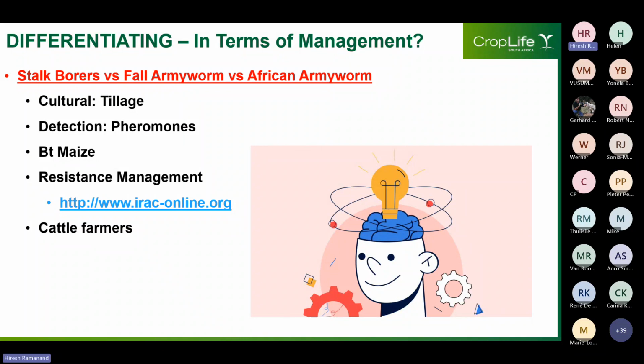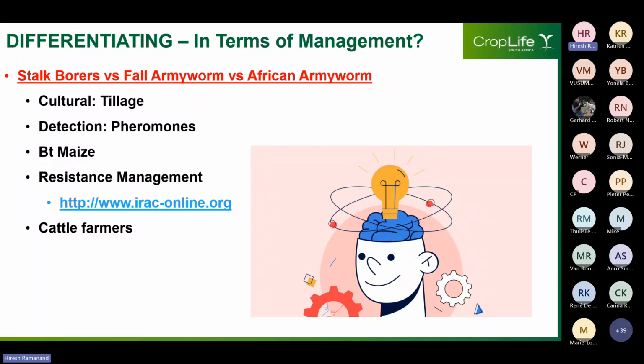When insecticides are used to target young fall armyworm larvae, ensure that resistance management guidelines as per the label of insecticide products used are adhered to. For more information and to stay updated with regard to fall armyworm resistance management guidelines, visit the IRAC website, www.iraconline.org.